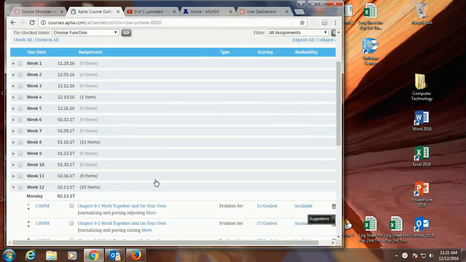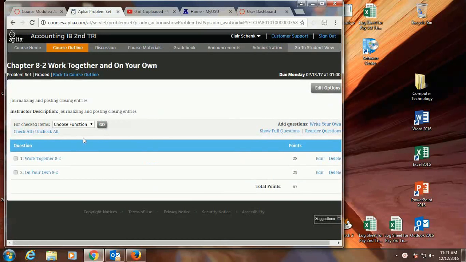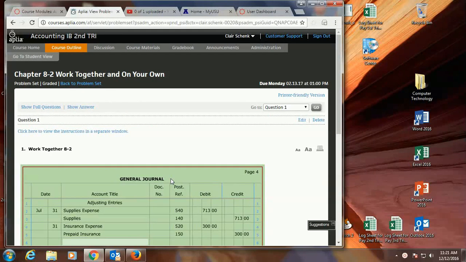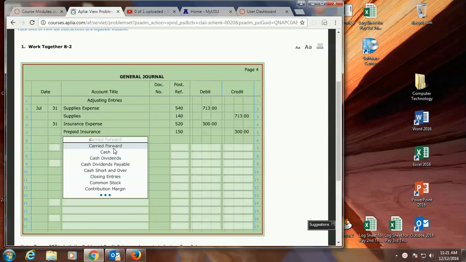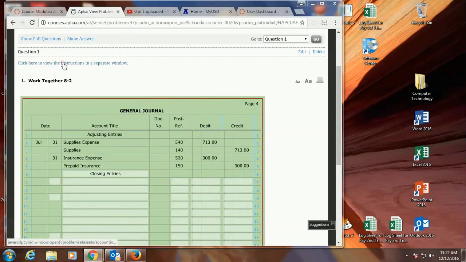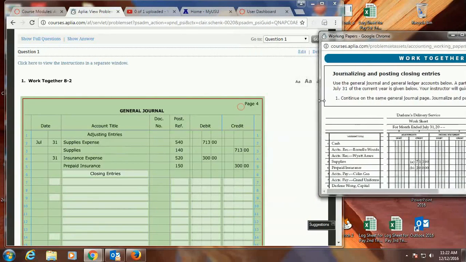I'm logged into Applia. Obviously I'm going to scroll down and go to 8-2 working together and on your own. I'm clicking on it, and it's loading at this moment, so we're going to do working together 8-2. I'm on page 212 of the textbook. And there's the adjusted entries we did from the worksheet earlier, and we're going to do closing entries next. So let me bring up the instructions that go with this, and we're going to close all the temporary accounts.